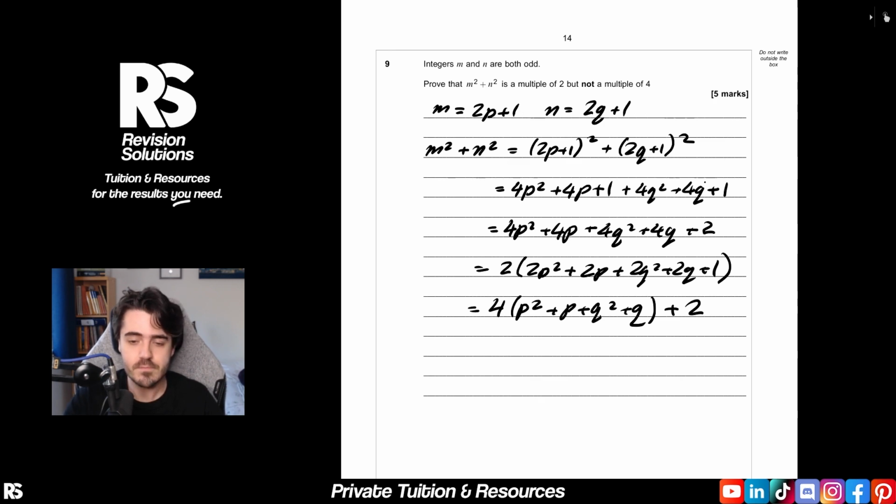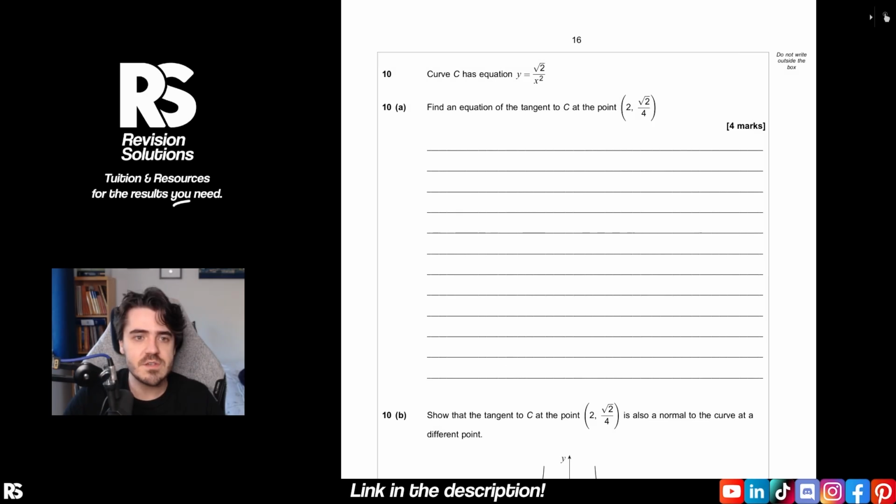so it's definitely not a multiple of 4. So question 10 now says, curve C has equation y equals root 2 over x squared. Can we find an equation of the tangent to C at the point 2, root 2 over 4? Well, the first thing, to find the equation for a tangent, we're going to need the gradient, which we can get from the derivative of our curve.